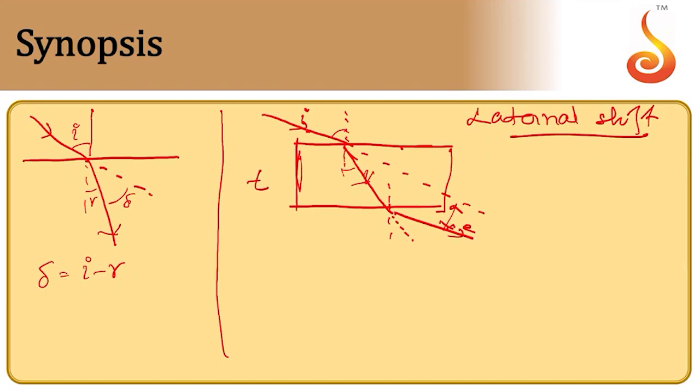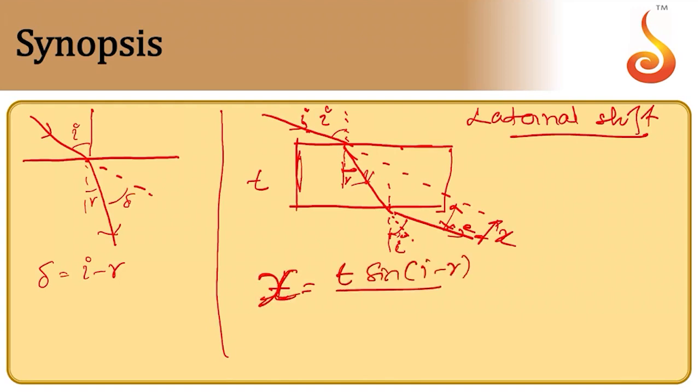Let t be the thickness, i be the angle of incidence here, and r be the angle of refraction at the first surface. This is same as i here. Thus, if I consider the lateral shift as some x, then lateral shift x is given by t into sine of (i minus r) divided by cos r, where t is the thickness of the slab. Remember, the emergent ray will not be parallel to the incident ray if the media on both the sides are different. The requirement is that this medium and this medium should be the same. They should have the same refractive index.